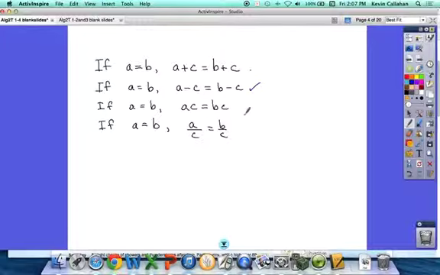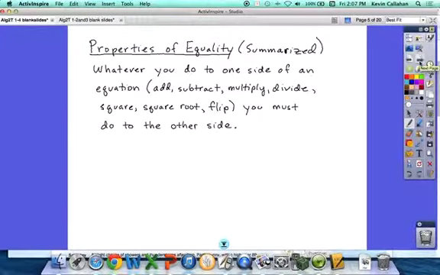Here's a summary of the properties of equality, at least these. Whatever you do to one side, you got to do to the other side. And it's actually not just add, subtract, multiply, divide. You can square both sides. You can take the square root of both sides. You could flip both sides. Just whatever you do to one side, you got to do to the other. As long as you do, everything's still good. Still an equation. The left still equals the right.